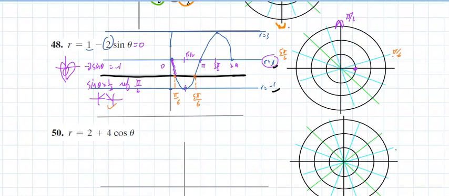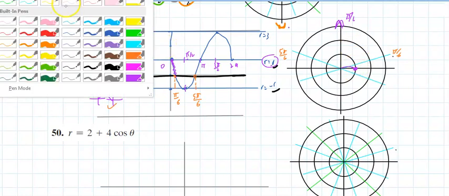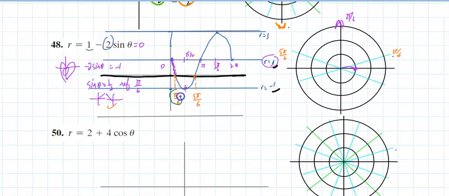Here we go. I only need the pi over 6 and the 5 pi over 6 for this graph. So this graph starts at 0, at 1. By the time I hit pi over 6, it zeroes out. Between, this is the most crucial part, between pi over 6 and pi over 2, R is negative. By the time I hit pi over 2, R is -1. If this is pi over 2, isn't -1 right there?